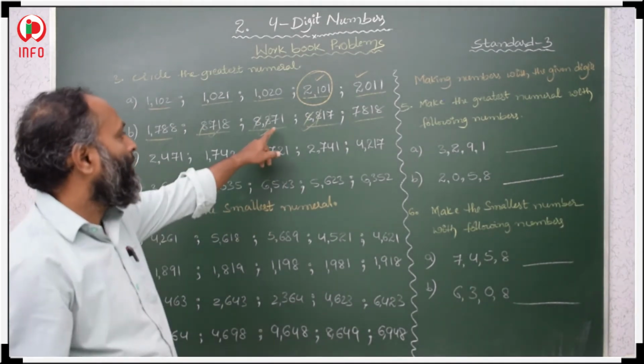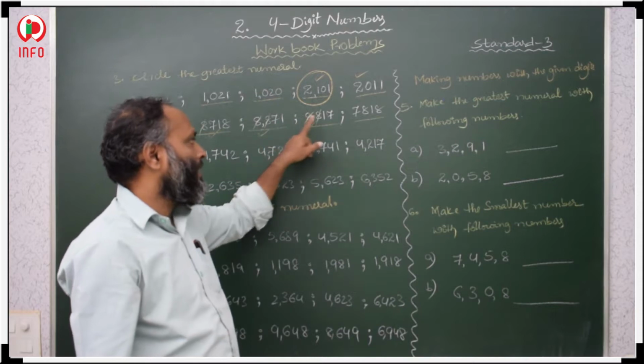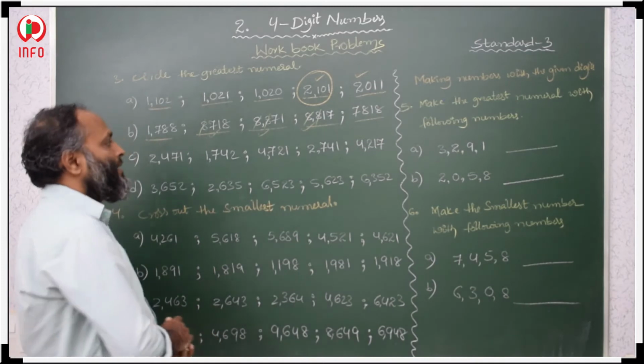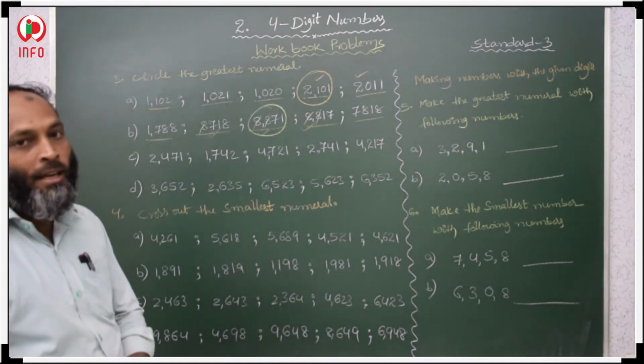Then again we check the tens place. What is there in the tens place? Here 7 is there and here 1 is there. Between 7 and 1, 7 is the bigger. This is the greater number.